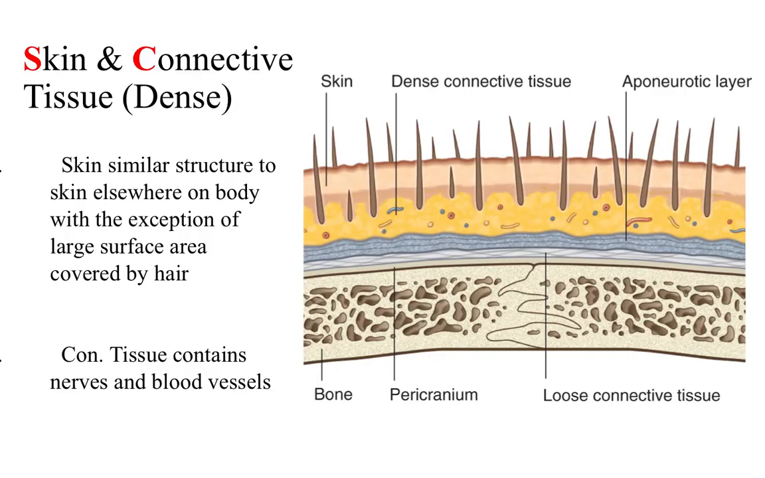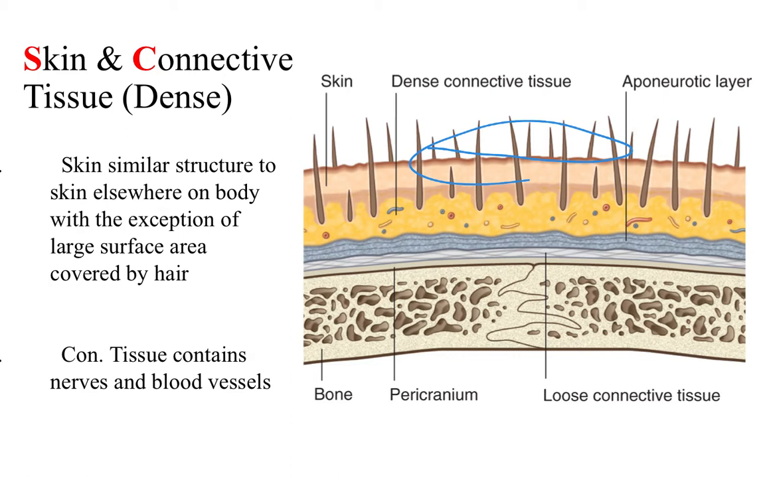So going into a little more detail, we'll look at the first 2 layers, our skin and connective tissue. Remember, the skin itself has the epidermis and the dermis. So it's going to be similar to everywhere else in the body, with one special feature, and that is that it has hair around the entire area. That's going to be one exception, because we don't have hair on all parts of skin throughout our body. So that's a unique feature.